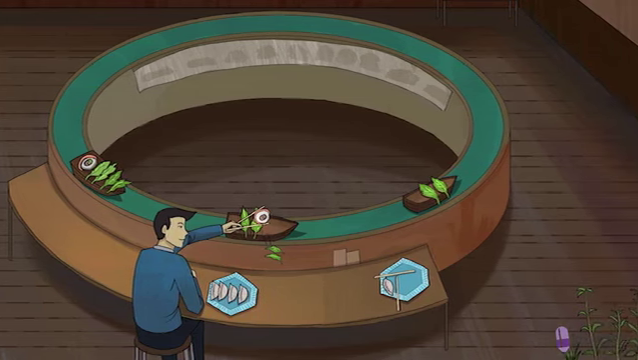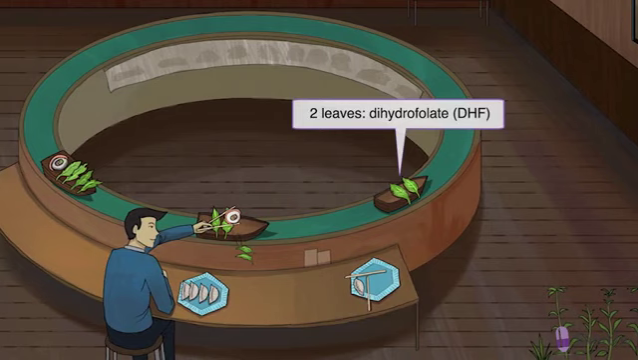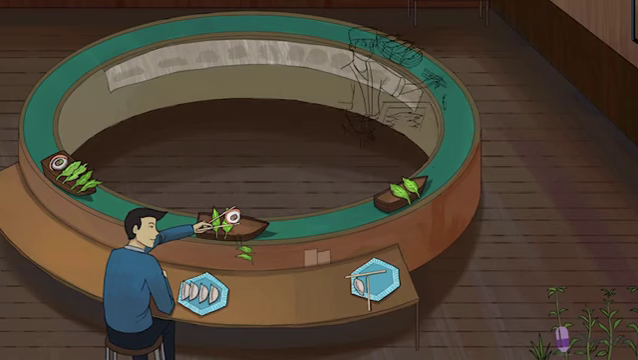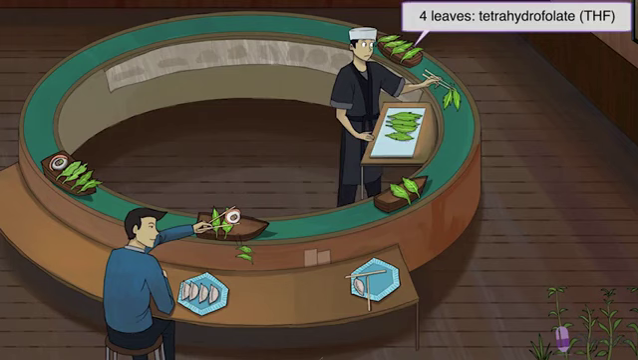Stay with me here. Dihydrofolate, represented by the boat with 2 leaves, gets converted back to tetrahydrofolate by the enzyme dihydrofolate reductase. It's a reductase because you're adding 2 hydrogens, so you're reducing it. Notice that tetrahydrofolate is again represented by the boat with 4 folate leaves. Well, tetrahydrofolate is a carbon donor, so let's get that carbon back on it.